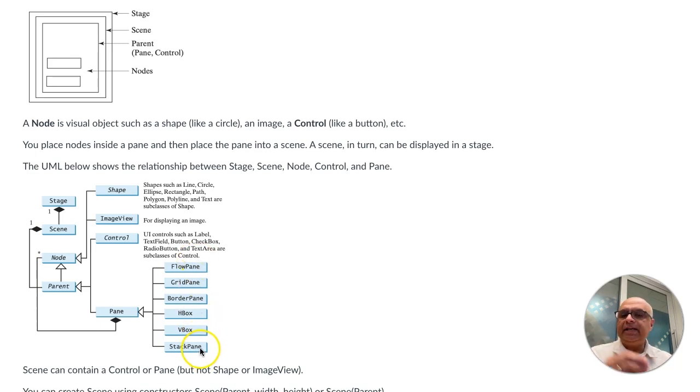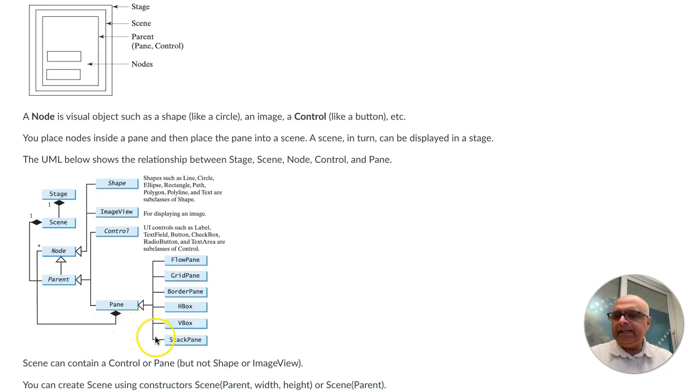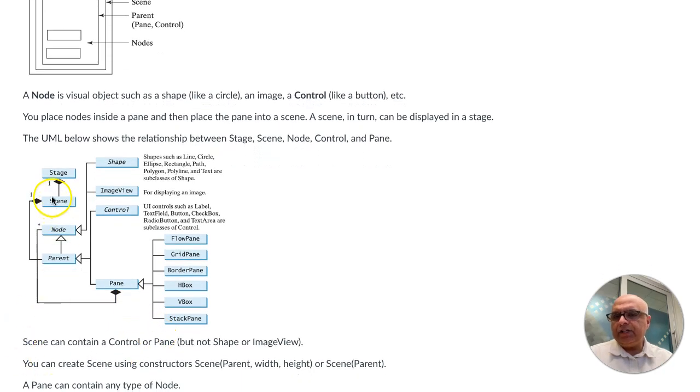We will get to that in the very next lesson when we talk about placement of elements on a window. Okay, so a scene can contain controls directly, or it can contain panes. But notice you can't really put an image or a shape directly on the scene. Don't worry too much about that. As you start using it, it'll become a lot more intuitive.